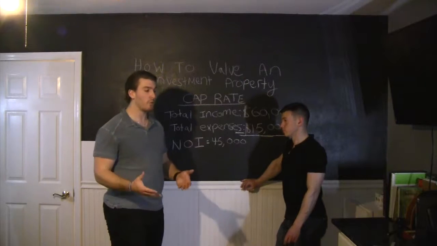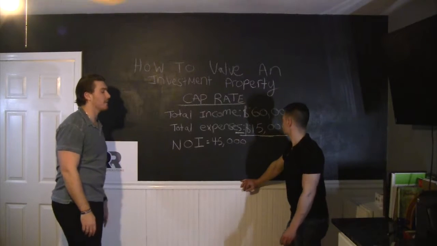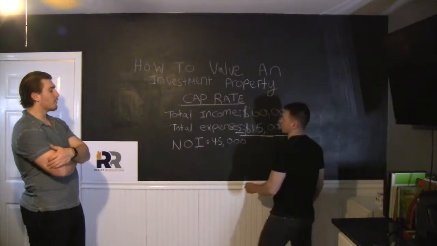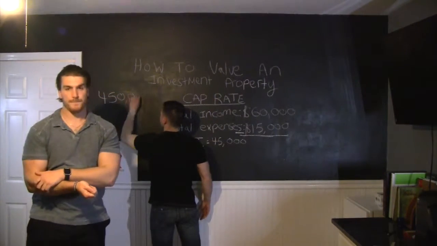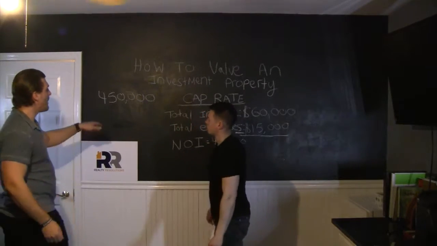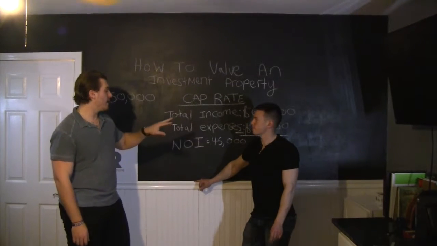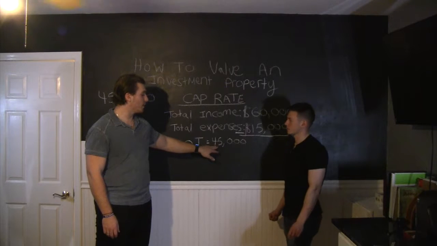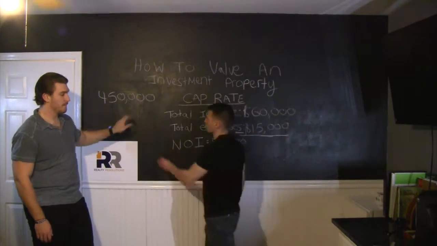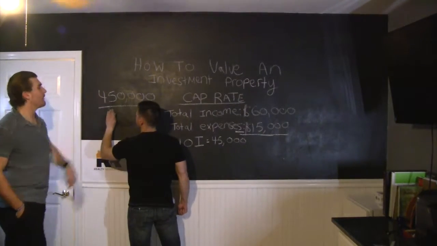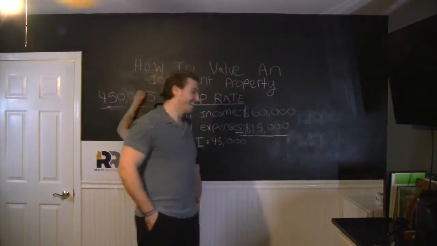Because essentially what you're doing is, let's say $450,000, if you want to write $450,000 on the board, right? Your cap rate is going to be based on what you pay for the property. So $450,000 is what you pay for the property, and that is going to be determined by what your NOI is. So you divide your NOI by what you pay for the property. Put the 45 on top. Basic math here. We're learning. Simple division.